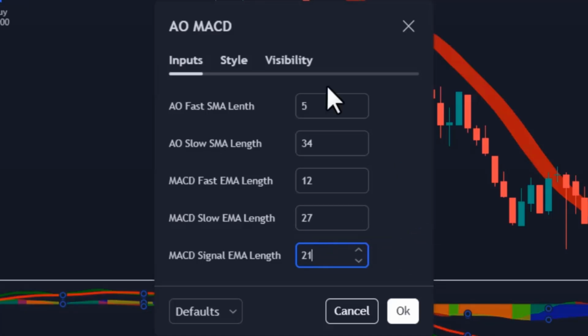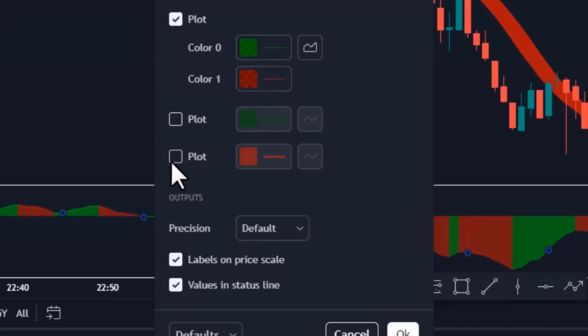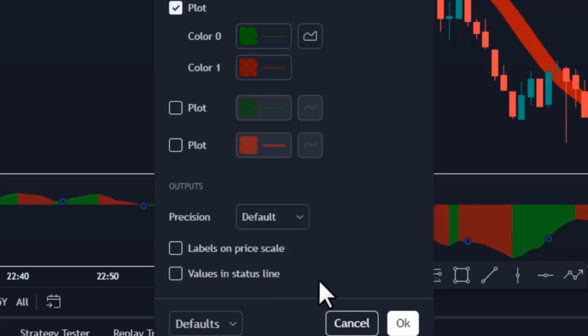Now we have to go to the Style tab. Here, we have to keep these options hidden. Now our setup is ready.